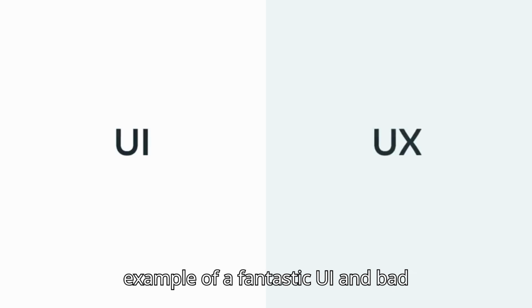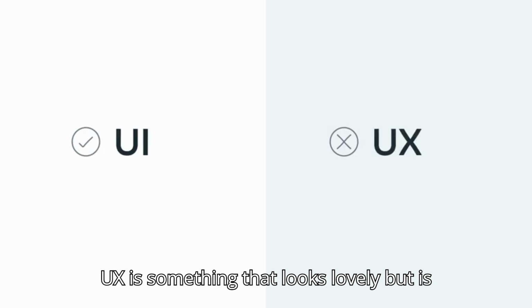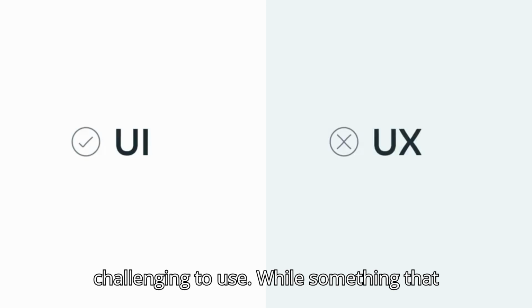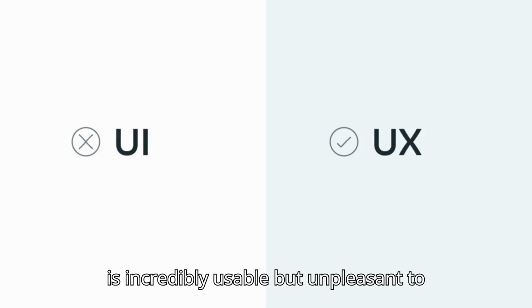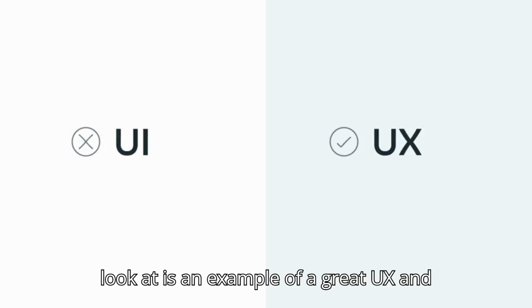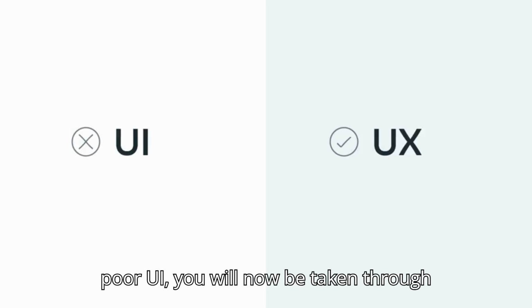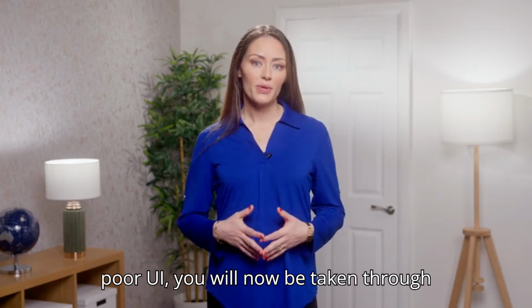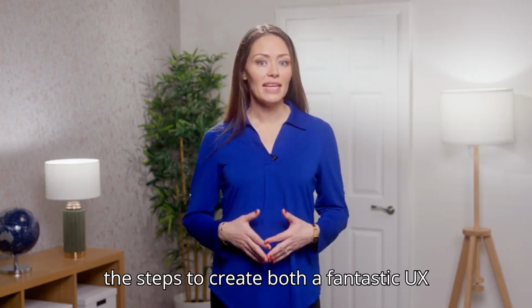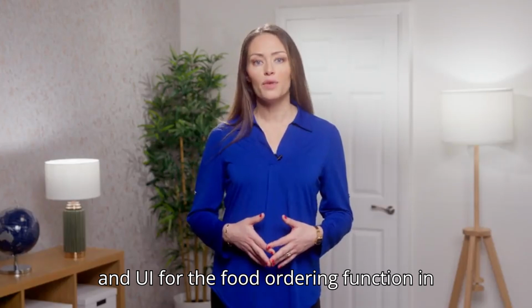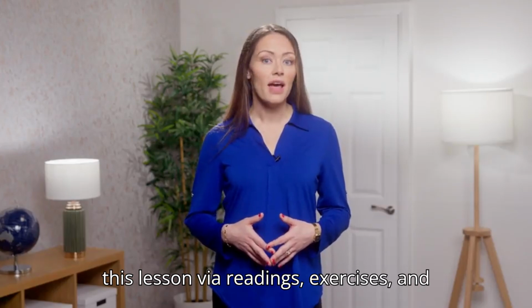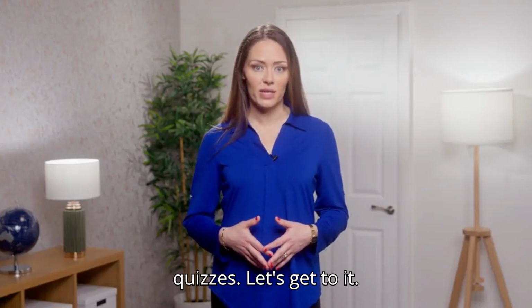To clarify the purpose of UI and UX, an example of a fantastic UI and bad UX is something that looks lovely but is challenging to use, while something that is incredibly usable but unpleasant to look at is an example of a great UX and poor UI. You will now be taken through the steps to create both a fantastic UX and UI for the food ordering function in this lesson via readings, exercises, and quizzes.